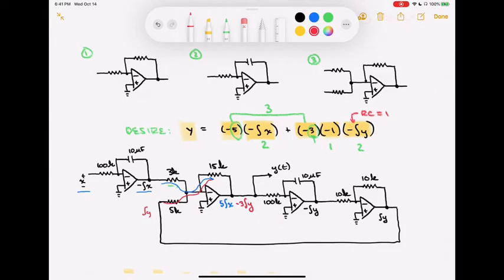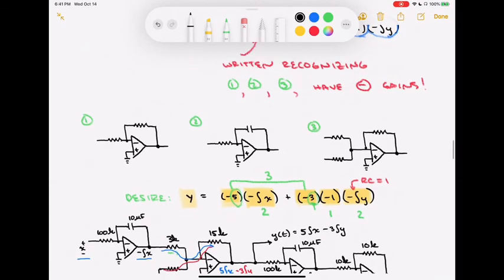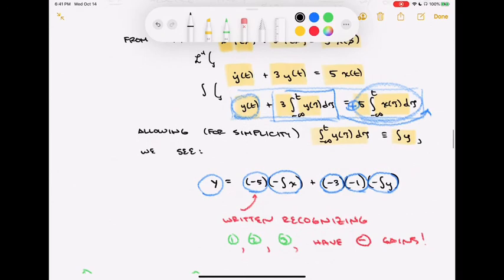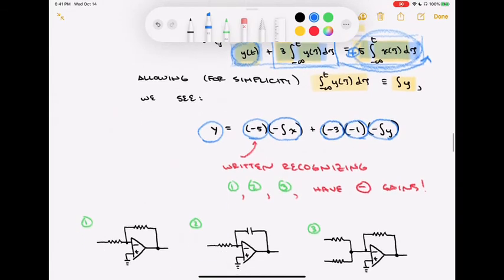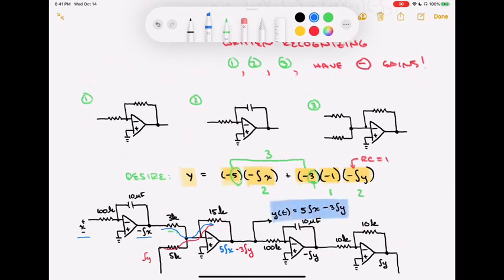And now I've got everything I need to get my final result. Let's go ahead and make this kind of the regular text color, so we'll do this black. So y of t is equal to 5 integral x minus 3 integral y. And if we go back to what we originally wanted, we had y equal to 5 integral x, and there was a 3 integral y, but brought over to the other side it would be a minus, so a minus 3 integral y, which is exactly what we get here.